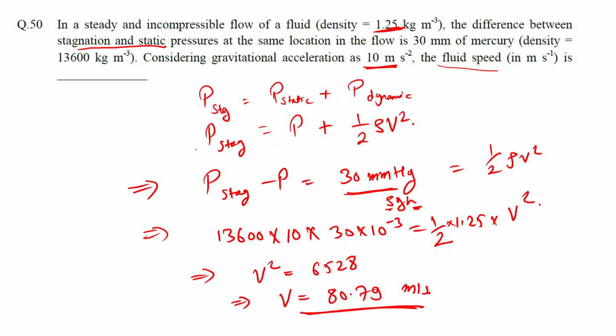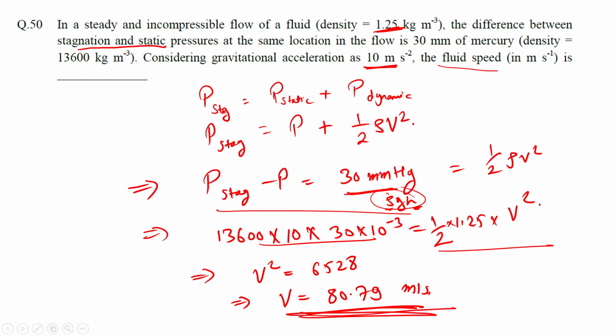So that is, we did the same thing over here. The pressure difference was given as 30 mm Hg. We calculated the pressure in relevant units by using rho gh and then equated it to half rho v square, and using that we got the fluid speed as 80.79 meter per second. That is, the fluid speed is 80.79 meter per second.